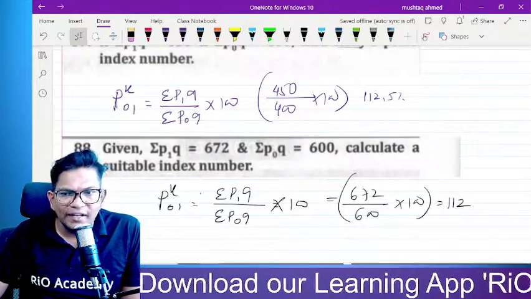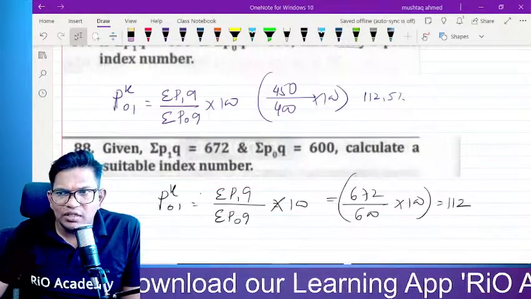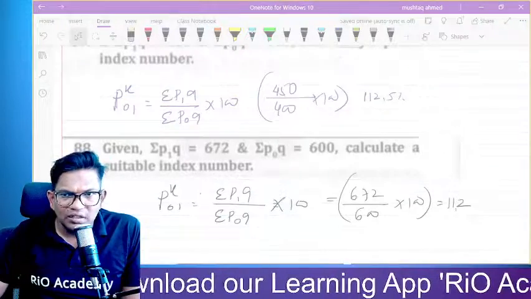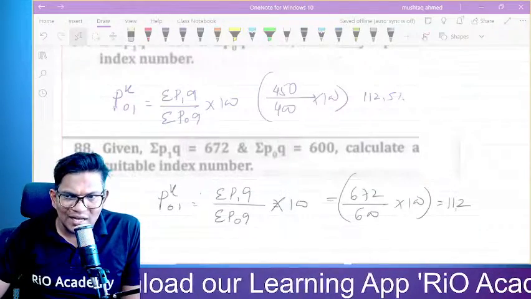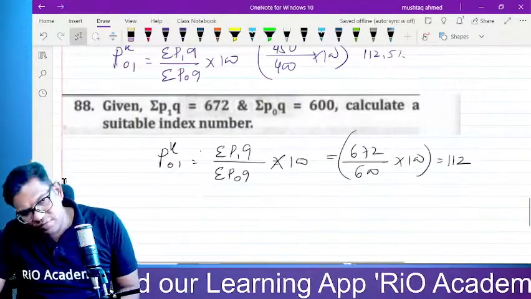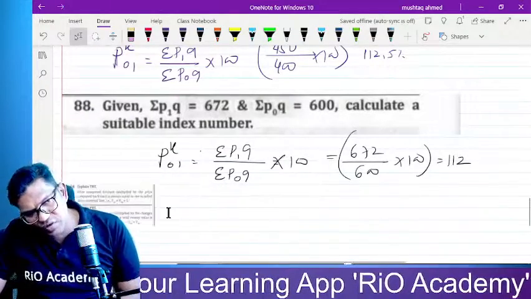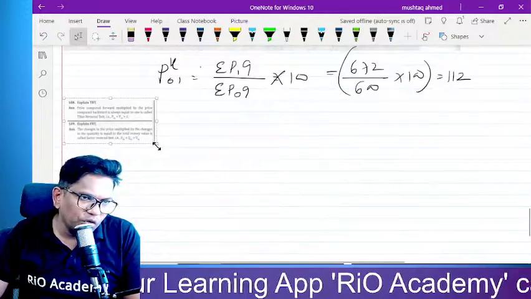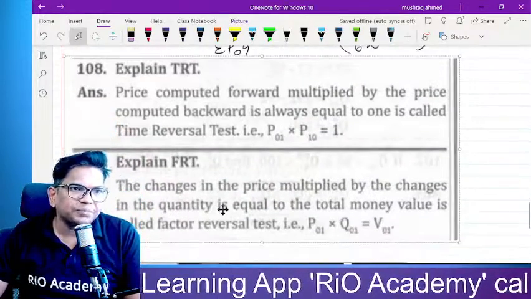Explain the TRT and FRT. Either of these 2 questions you can expect from this. Theoretical marks are more in statistics. If you want to get out of it, from this year in all subjects we have to focus on the theoretical part. If you don't focus on the theoretical part, gone.